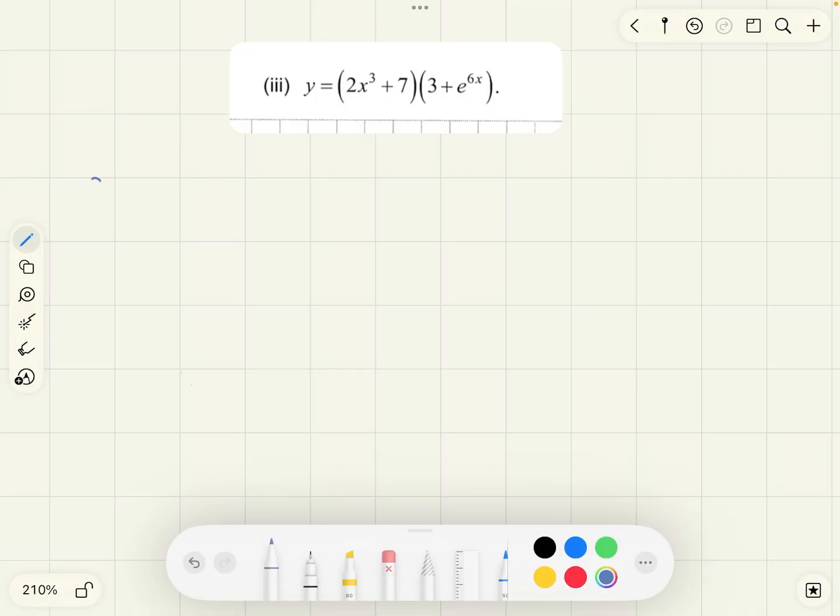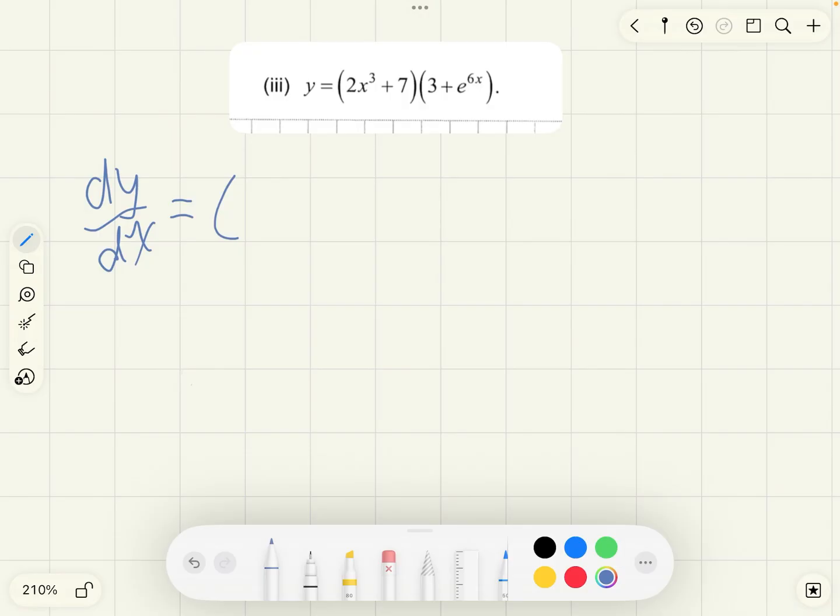This is our third question. The function given to us is y equals 2x to the power of 3 plus 7, times 3 plus e to the power of 6x. You know straight away this is a product rule question, because two functions are multiplied together. We just use the product rule straight away. dy/dx equals the first function's derivative, the derivative of x to the power of 3.